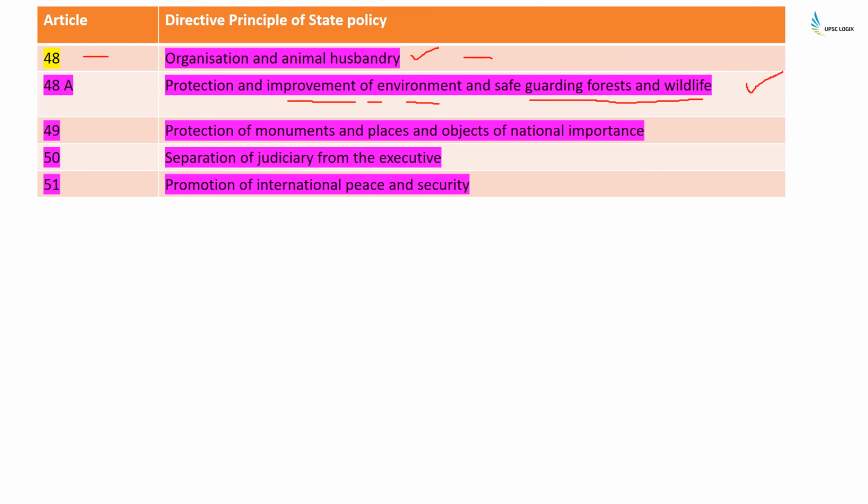Article 49 says protection of monuments and places and objects of national importance. Article 50 says separation of judiciary from the executive, which is not supposed to be a directive principle. Then Article 51 says promotion of international peace and security.